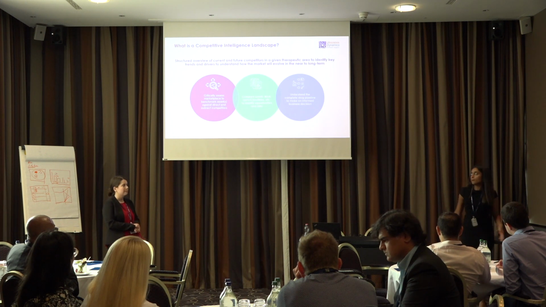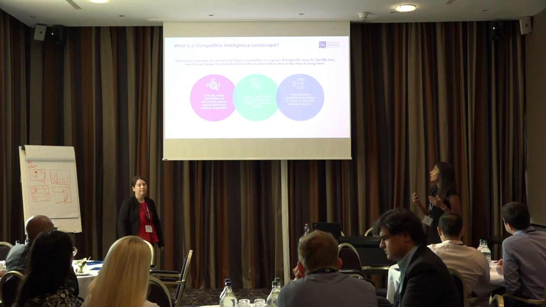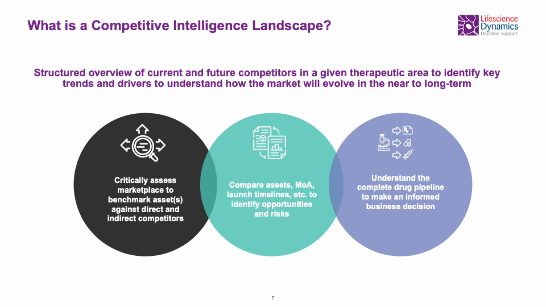So starting off with the background and setting the scene, what is a competitive intelligence landscape? We see this as a structured overview of the current and future competitors within a given marketplace, with the goal of informing key trends and drivers, and helping us understand how it may evolve in a specific time frame, whether that be a near-term snapshot within the next 3 years, compared to a longer-term, maybe 7-year projection of how this marketplace may evolve.